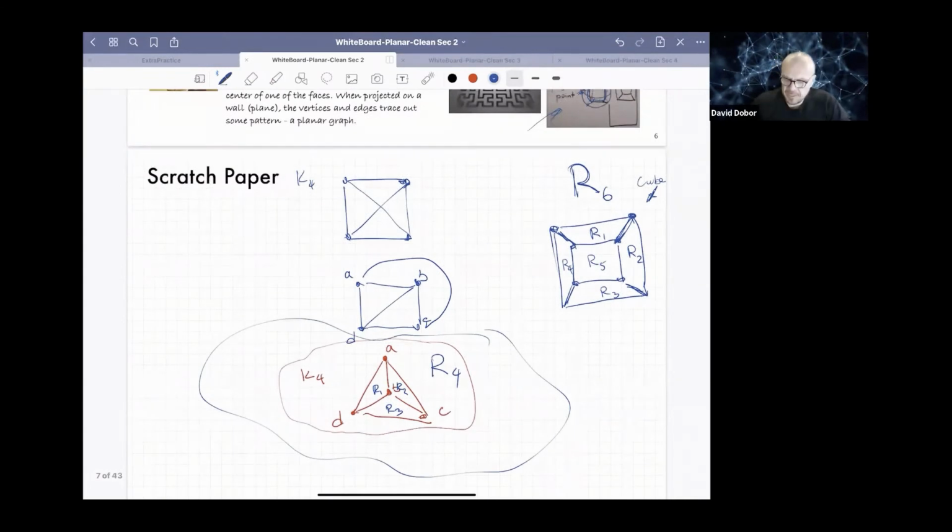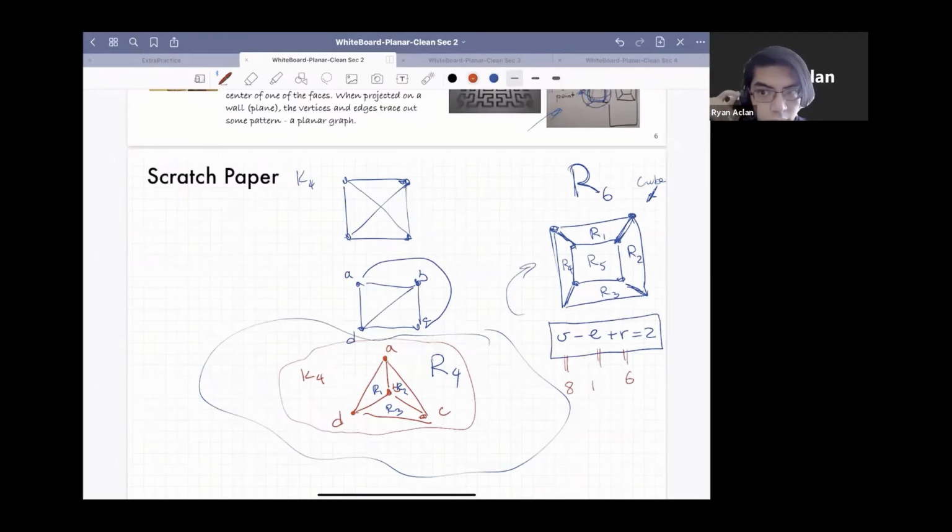In particular, the relationship will be the following. The number of vertices minus the number of edges plus the number of regions is always going to be 2 for any planar graph. And I'm about to prove this right now. For example, for this graph, this projection of a cube, it's a planar graph, it holds. You have 6 regions here. You have how many vertices? How many edges? 12 edges. So it works for this planar graph. It works for any planar graph. I'm about to prove this now.